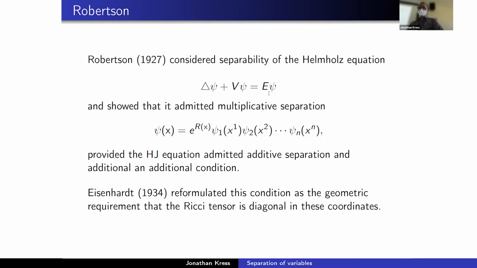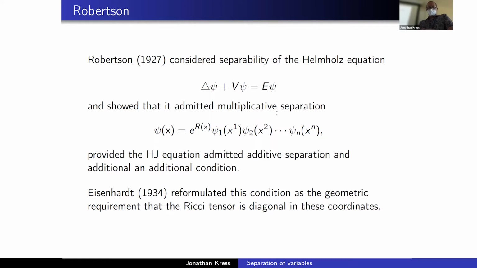So you have a form like this with some not constant, but fixed factor out the front, perhaps. So it's not necessarily completely a product of functions of one variable, but it's up to some overall factor. But it's not quite a one-to-one correspondence. You also need to have an additional condition, and Robertson gave a condition for that.